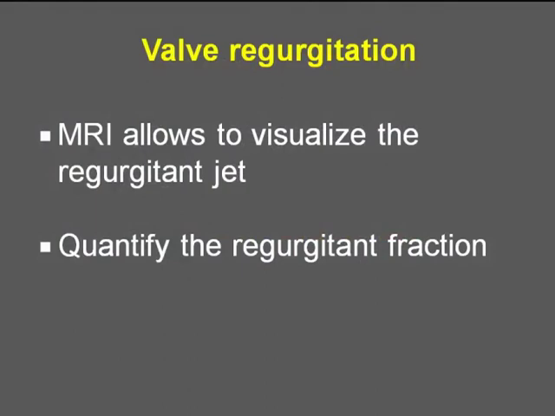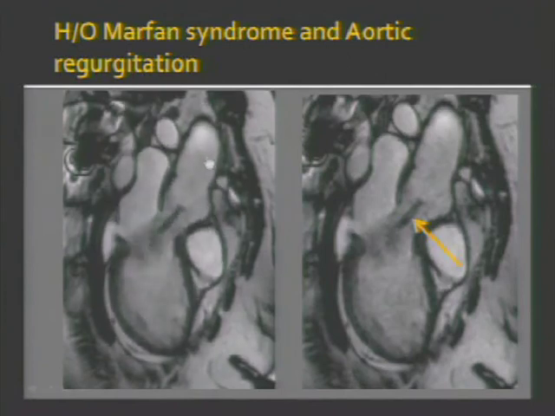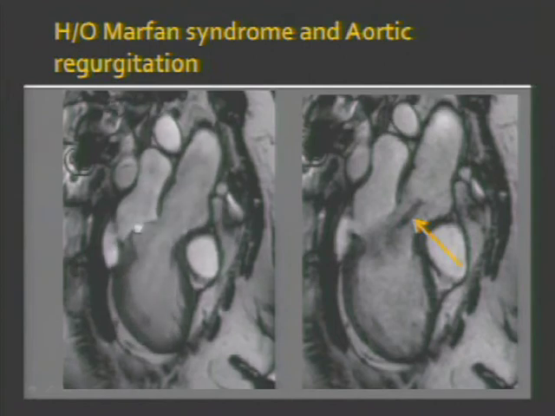Now, valve regurgitation. Again, MRI can show you the regurgitant jet directly, and it can also help you in estimating the regurgitant fraction. So here's an example. This is a patient who had Marfan syndrome. It's a 3-chamber view. So this is the aorta. Just to reorient you, this is the left ventricle, and this is the left atrium.